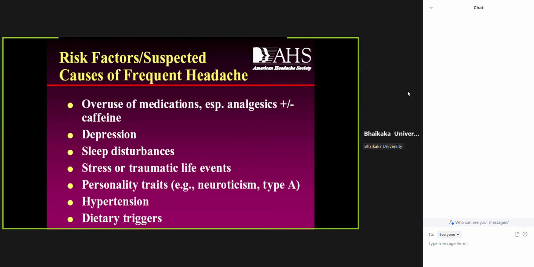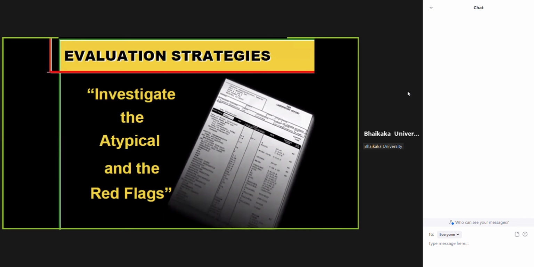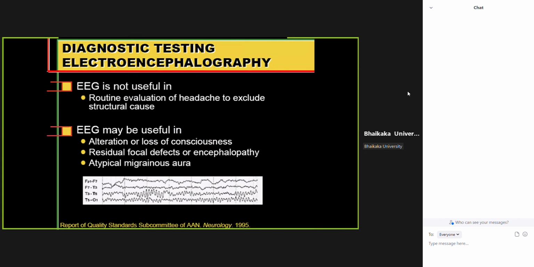What are the risk factors? We have already discussed the overuse of analgesics, depression, sleep disturbance, hypertension, uncontrolled blood pressure, dietary triggers, type A personality, refractive errors. These are the causes of recurrent or frequent headaches. So when we investigate, we need to take a proper history and we need to check for the red flags.